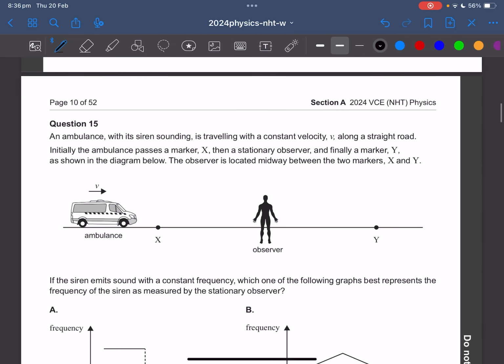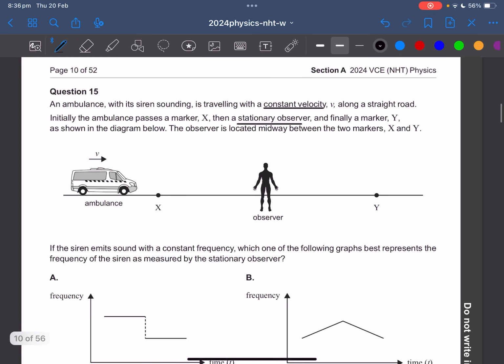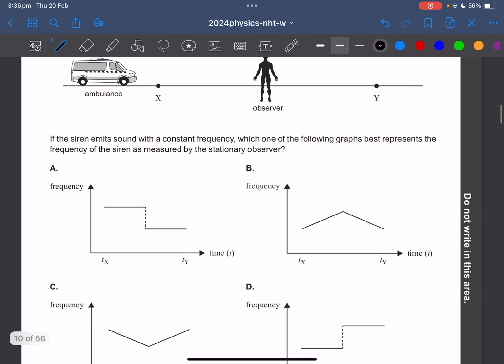Okay, an ambulance with its siren sounding is traveling with a constant velocity. So this is the key part here. Along the straight road. Initially, the ambulance passes the marker X, then a stationary observer, so the observer is not moving either, and finally a marker Y, as shown in the diagram below. The observer is located midway between the two markers X and Y. Okay, so if the siren emits the sound with a constant frequency as well, which one of the following best represents the frequency of the siren as measured by the stationary observer?